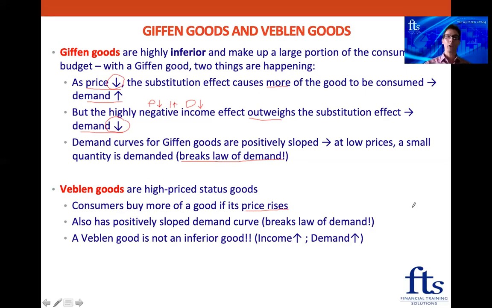And just the last point is that a Veblen good is definitely not inferior. Giffen goods are highly inferior, but a Veblen good is the total opposite. It's definitely not inferior because with Veblen goods, as incomes go up, demand for these luxury items goes up. Excellent. So that's the end of that online class, and we'll see you guys in the next class.